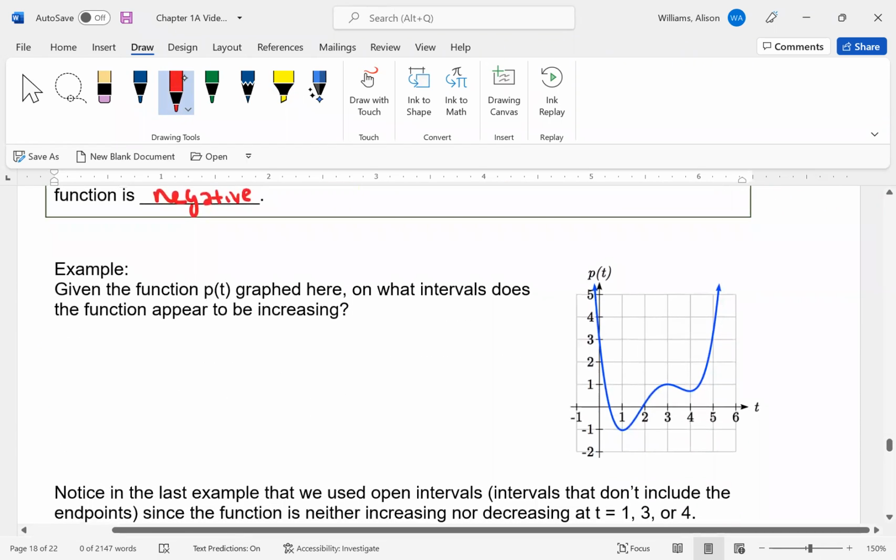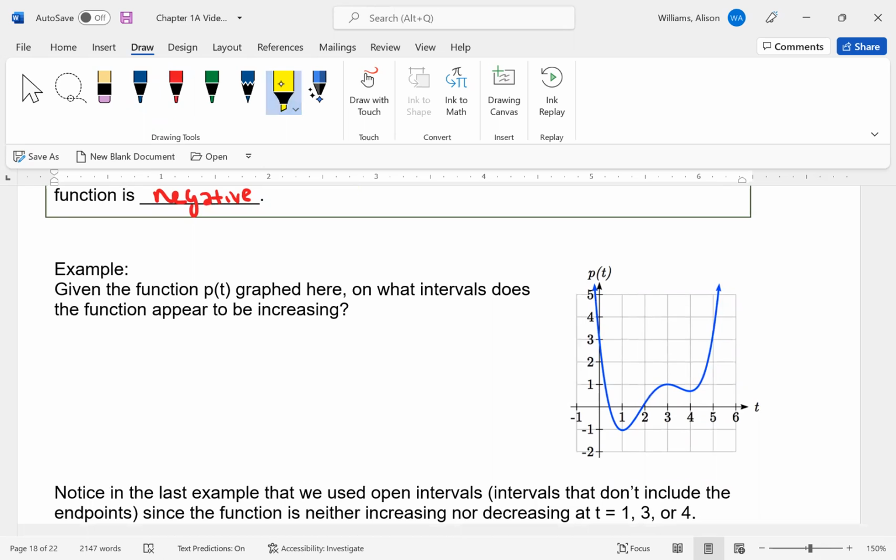Let's say we have this function here. We want to know when this function is increasing. It looks like it's increasing from 1 to 3, and then again from 4, and technically it goes on forever. So in interval notation, this would be increasing from 1 to 3, and then again, using the union symbol, from 4 to infinity, because that's where the graph appears to be climbing upward.